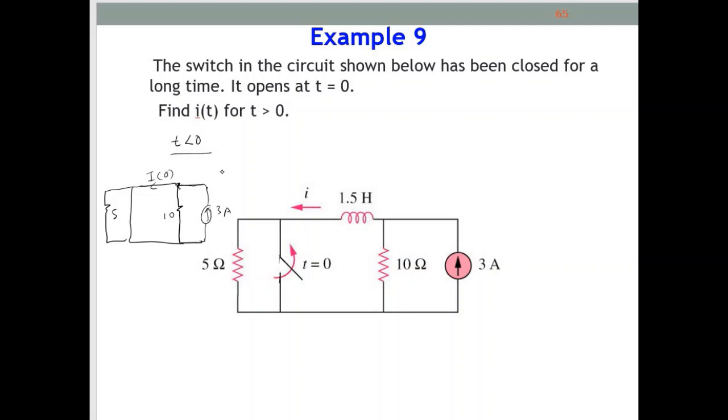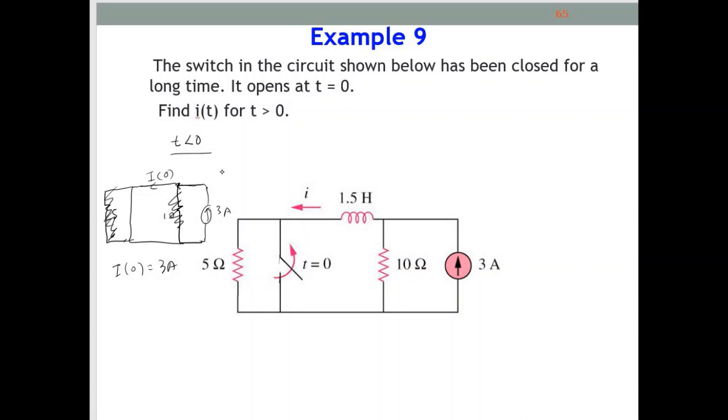So it will avoid this 5 and 10 and just go straight with this straight line that has no resistor. So this will be no longer in the circuit, and this also will be no longer in the circuit. The current will directly flow from here up until back to the ground here of negative 3 ampere. So I infinity here will be the same as the value of I source, which is 3 ampere.